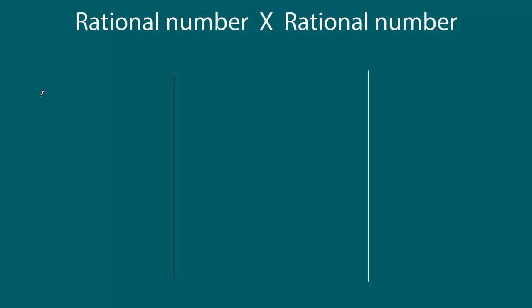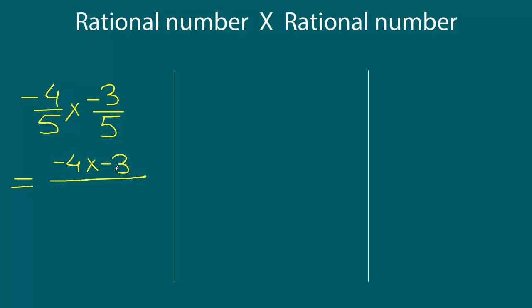This time, let's say we have minus 4 over 5. Let's multiply this with the number minus maybe 3 by, let's say maybe 5. So here, how are we going to do this? Well, again, this will be simply minus 4 times minus 3 in the numerator, and the denominator will be 5 times 5. Or we will have minus minus is plus, 4 3s are 12 over 25. So when we multiply two rational numbers, we are again getting a rational number.